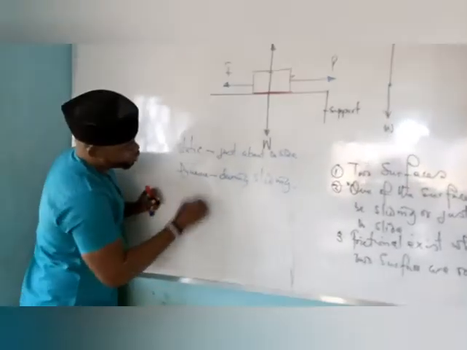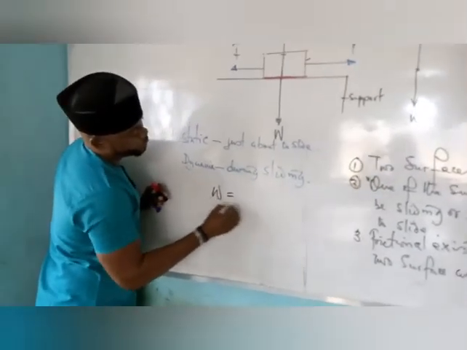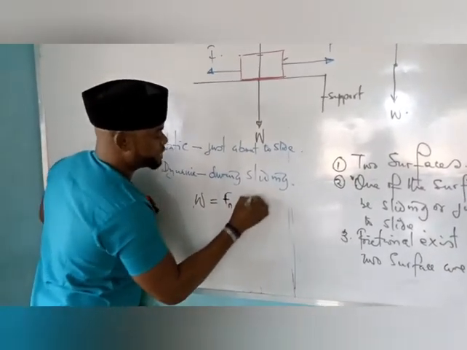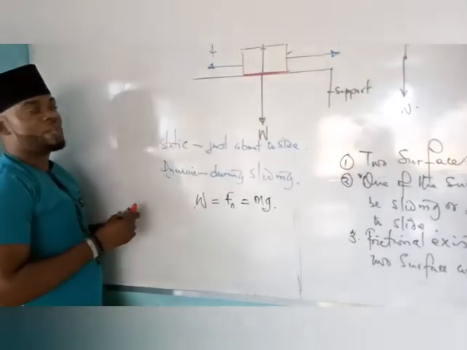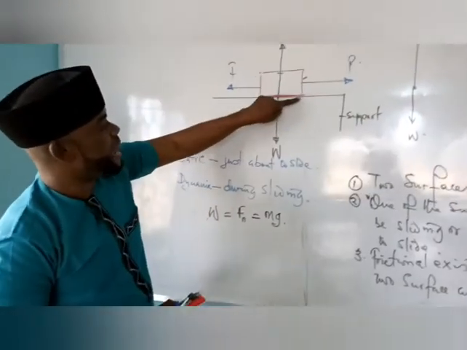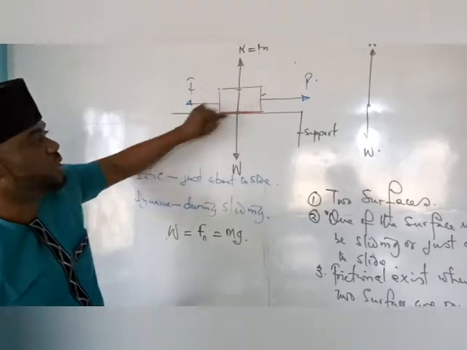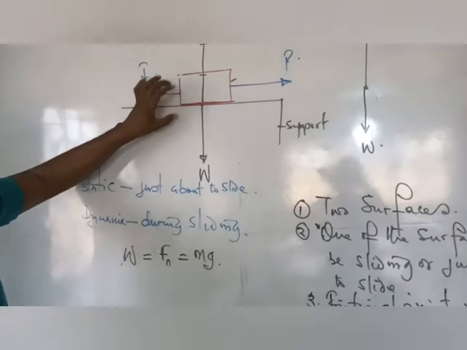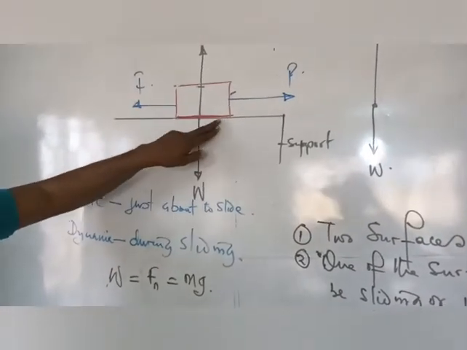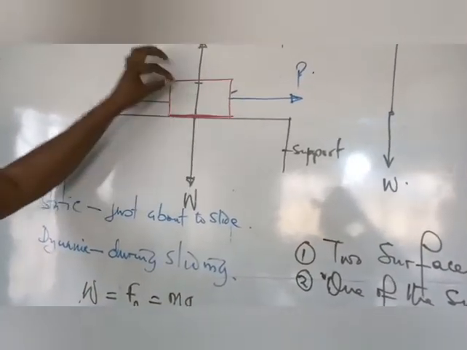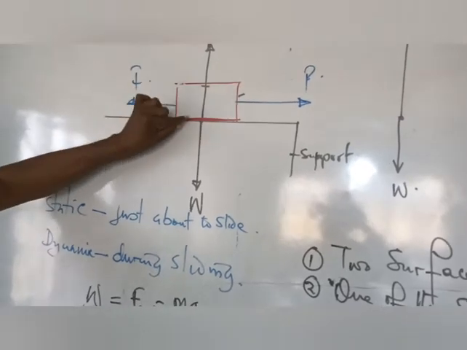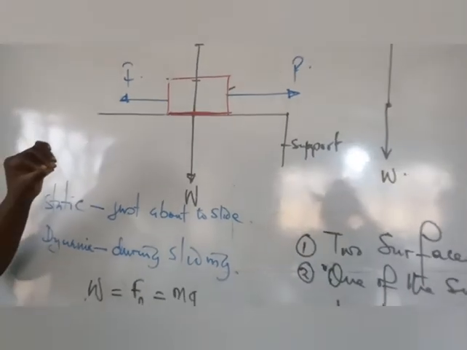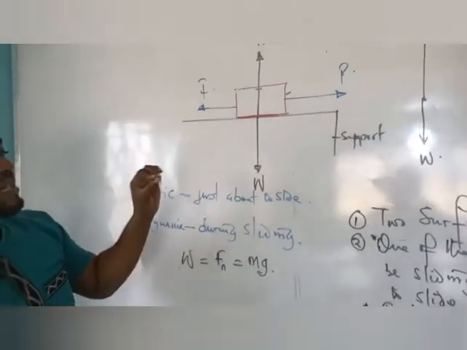In the last class, we saw that weight is equal to the normal reaction, so that we agree that weight is equal to mg. Now, we want to look at what is happening at this interface between the block and the support. For static friction, there is a degree of resistance that this support is having on this block, and that degree of resistance is what is called the coefficient of static friction.